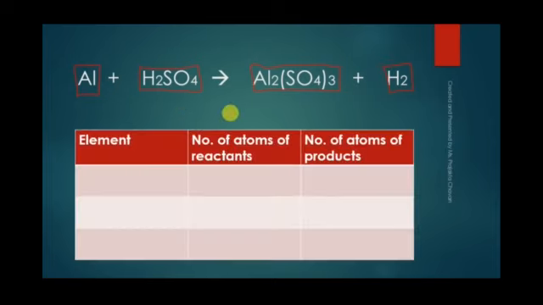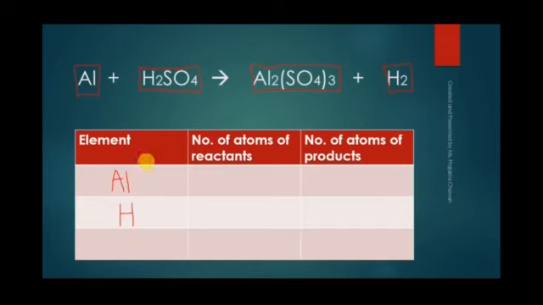The second step is we are going to write the name of the element along with the number of atoms of reactants and products. The first element, yes, very nice, it is aluminium. Next, let us proceed. It is hydrogen. Good.